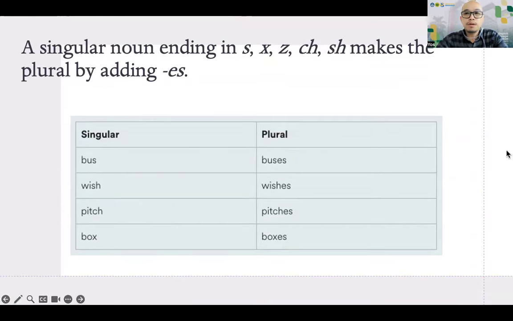The other example, a singular noun ending in s, x, z, ch, and sh makes the plural by adding the suffix es. For example, bus becomes buses, wish becomes wishes, pitch becomes pitches, box becomes boxes.